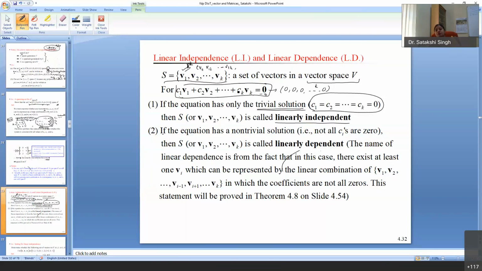Okay, and if you put them equal to this zero vector, then you should be able to get the values of all these scalars C1, C2, Ck equal to 0. And in that case, our vectors will be linearly independent. If we are not able to get all these scalars equal to 0, if any of them is non-zero, then we will say that the set of vectors is a linearly dependent set.